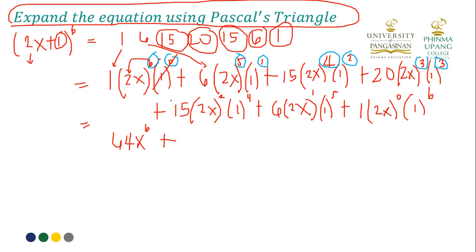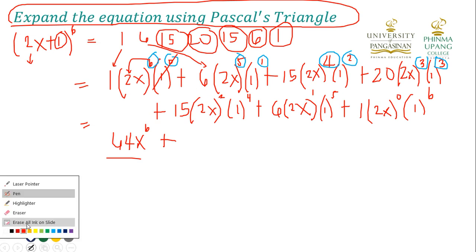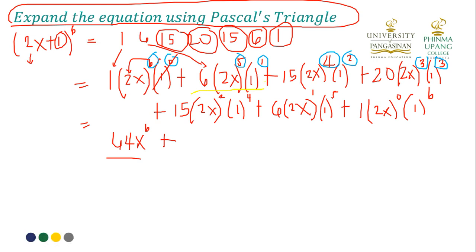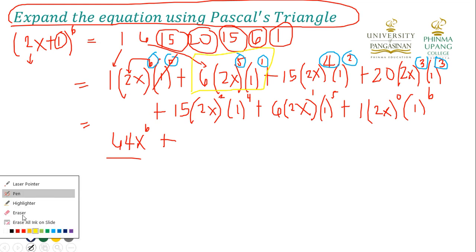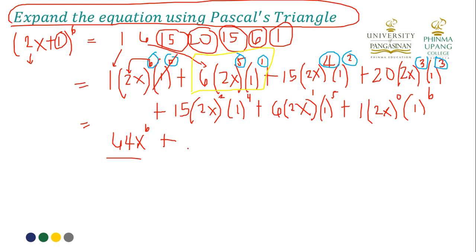Now next, we have the so-called power rule. You're going to distribute the exponent to 2 and distribute the exponent to x. That's why the answer here is 64x to the 6th power. And what is the second term answer? 192. You're going to multiply 2 raised to 5 times 6, right?